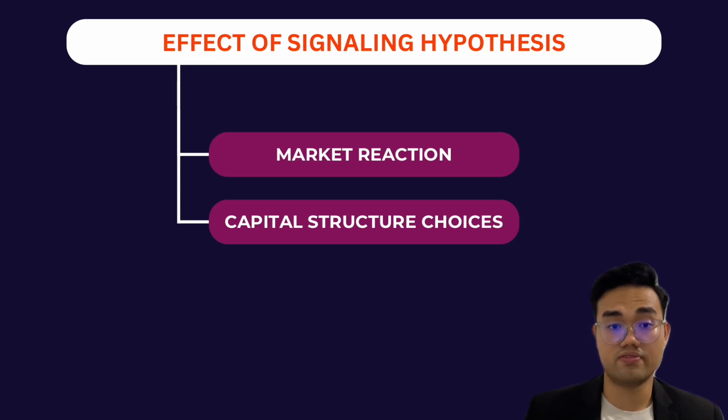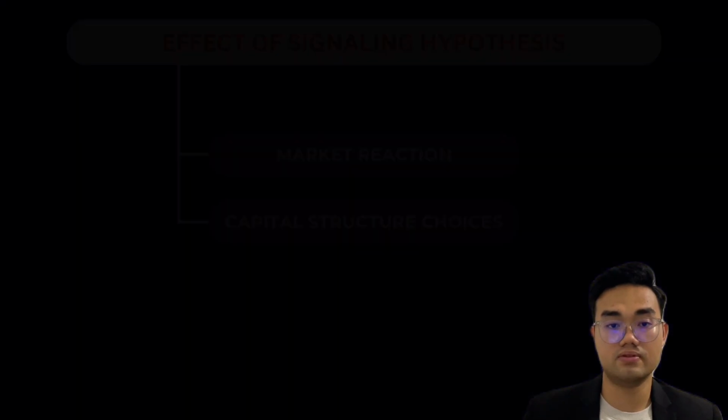Next, in terms of capital structure choices, instead of selling more stock, companies might choose to borrow more money. This way, they don't send a signal that their stock is too expensive.